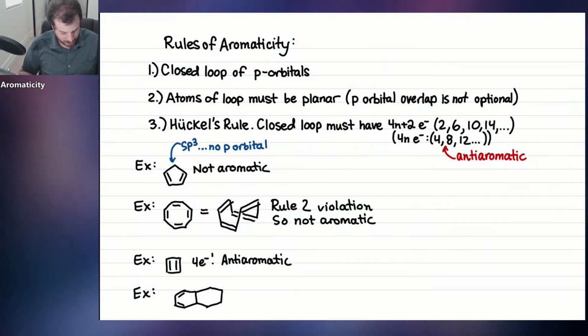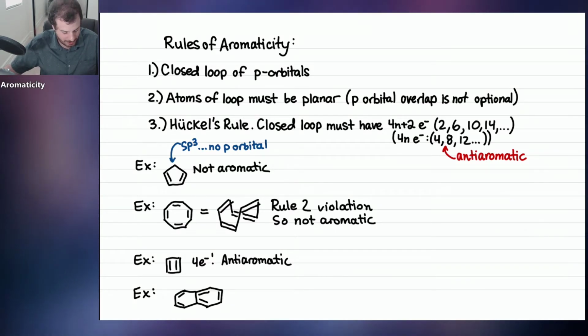Take a look at this molecule here. This one's kind of cool in that it is an aromatic molecule. Why? It has all sp2 hybridized atoms. They all have a p orbital on them because all the atoms are part of a double bond. The molecule is planar, and let's count up the electrons.